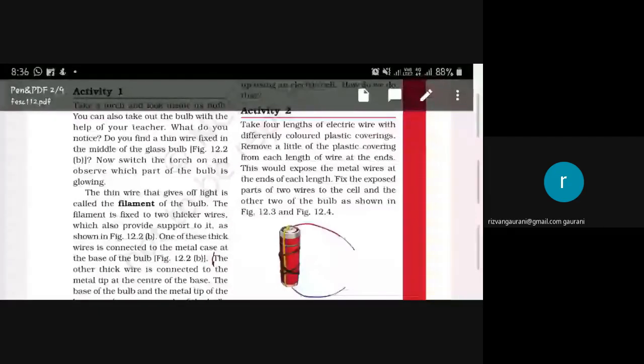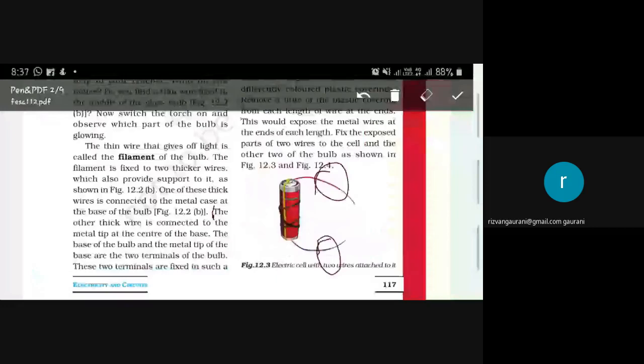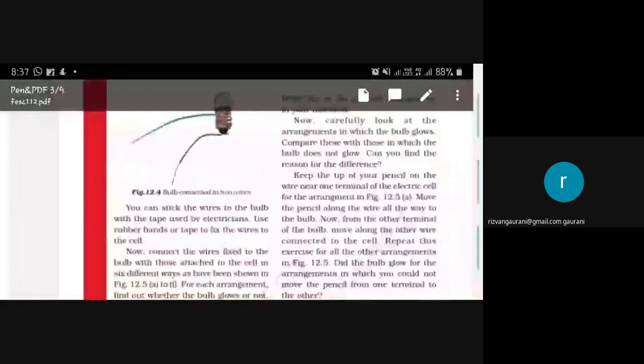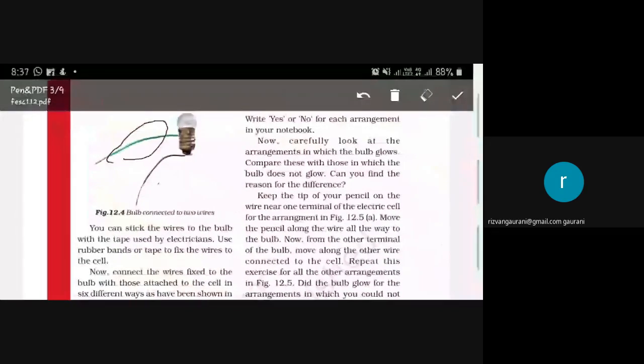Now, what we have to do is fix the exposed part of two wires to the cell and the two other wires to the bulb. We have to take two wires and put them in the two terminals of the cell, and take the other two wires and put them in the terminals of the bulb. One wire here, one wire here, and in the bulb the same: one wire at the first terminal and the second in the second terminal.